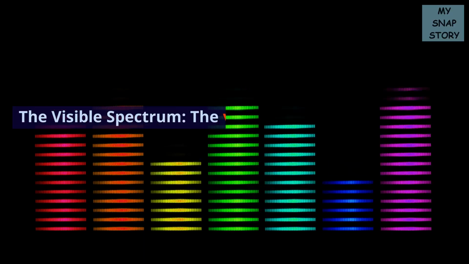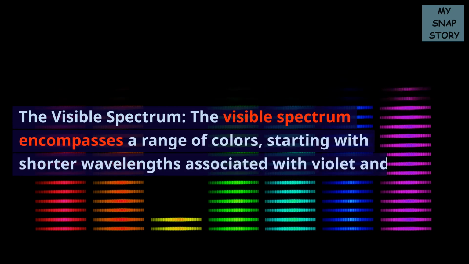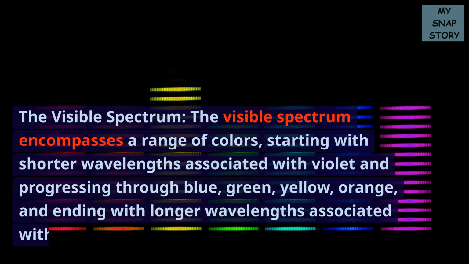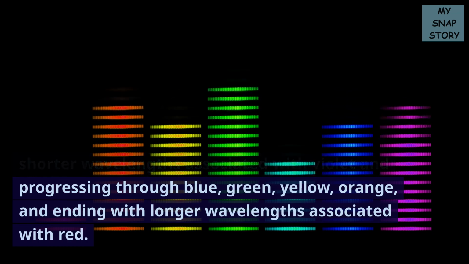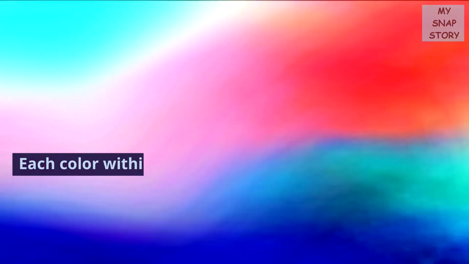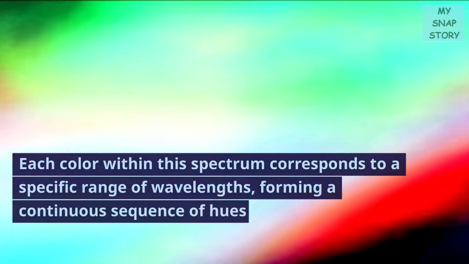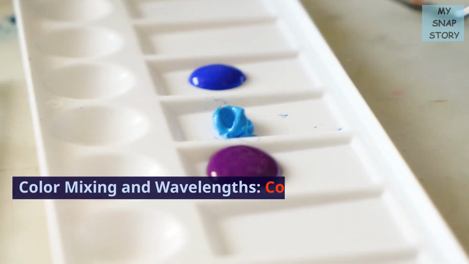The visible spectrum. The visible spectrum encompasses a range of colors, starting with shorter wavelengths associated with violet and progressing through blue, green, yellow, orange, and ending with longer wavelengths associated with red. Each color within this spectrum corresponds to a specific range of wavelengths, forming a continuous sequence of hues that our eyes can perceive.